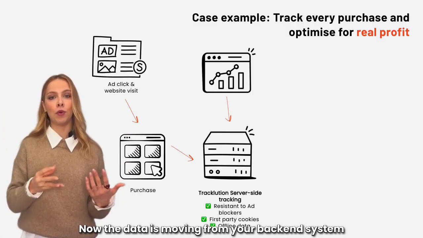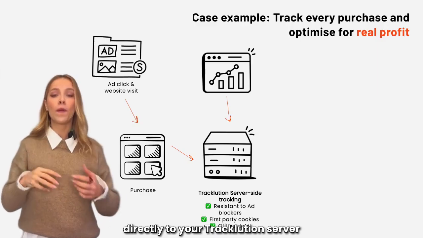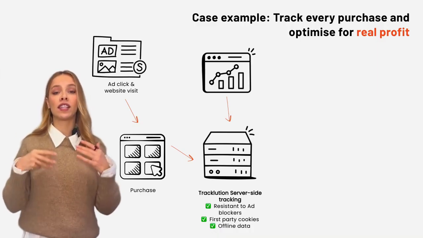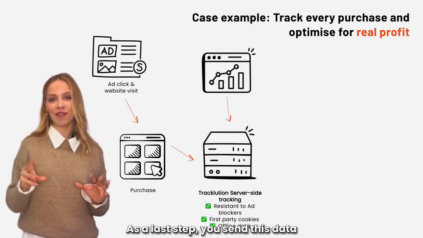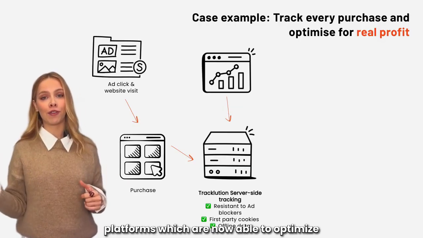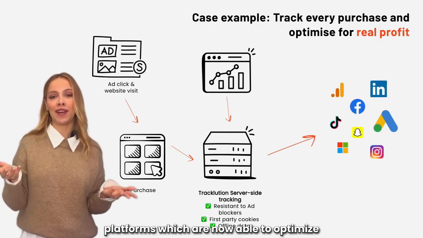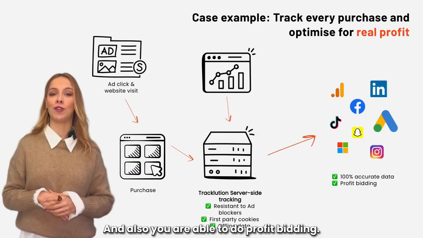Now the data is moving from your backend system directly to your Tracklution server, and this means that the data is moving securely without ever being on the website. As a last step, you send this data with the conversion APIs to your ad platforms, which are now able to optimize your ads with 100% accurate data, and also you're able to do profit bidding.